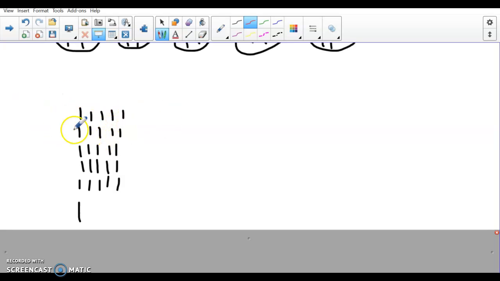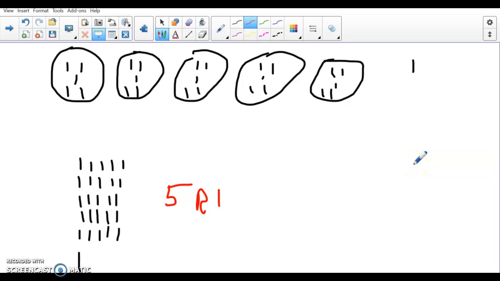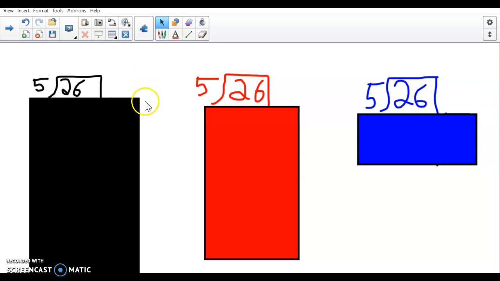Well, you could also show that picture like this if we were using arrays, right? How many groups of 5 do we have? Well, we have 5 full groups of 5. And then we have 1 extra, one that's not going to be able to make a full group. So we would say that is 5 remainder 1. And so we can draw pictures, but that's not always going to work when we start to work with larger numbers.